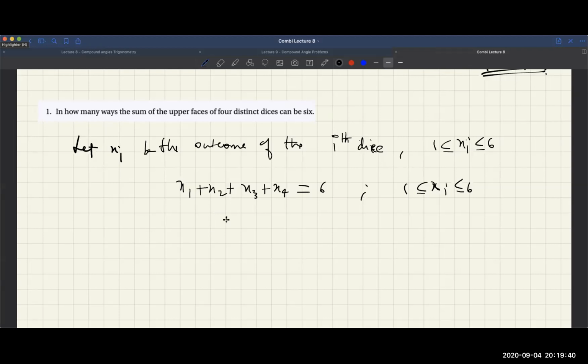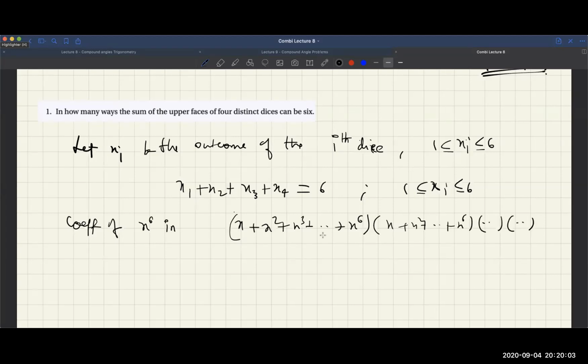Okay, so we can go by the concept of the coefficient of x raised to 6 in the expansion of x plus x square plus x cube and so on till x raised to 6. This is the first die, second die, third die, they multiply. Then one more bracket and then one more bracket, 4 in total. This is for the first die, this is for the second die, this is for the third die, and this is for the fourth die. Okay, I hope this is very clear.